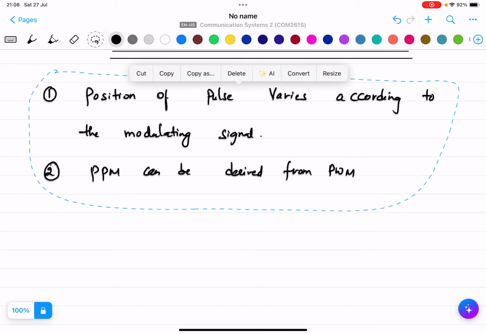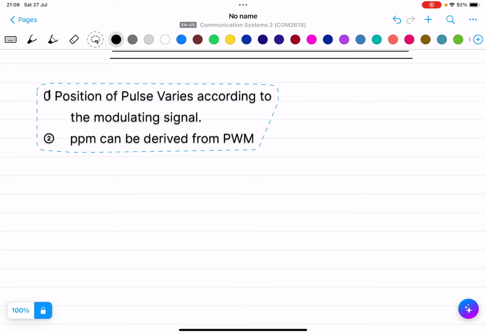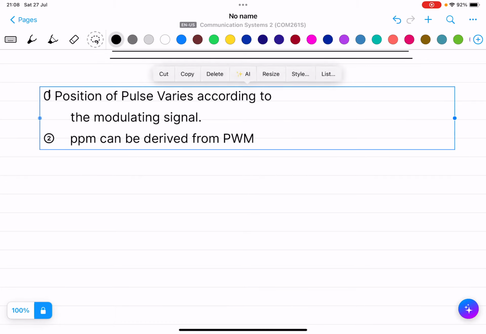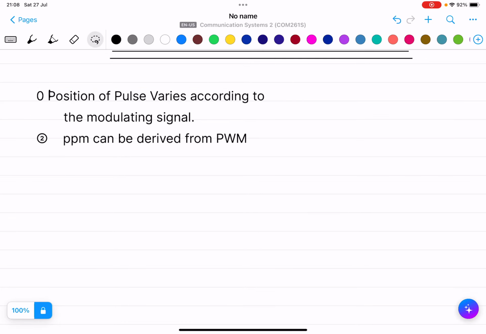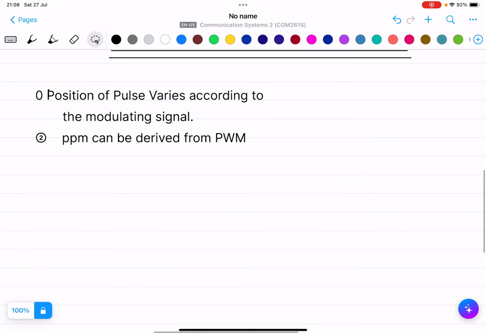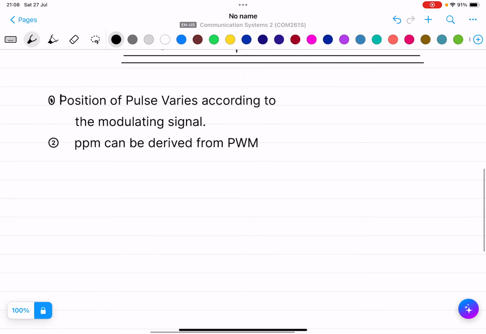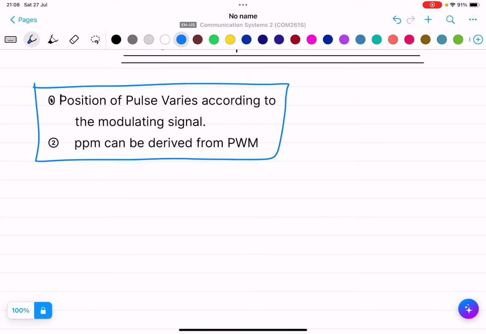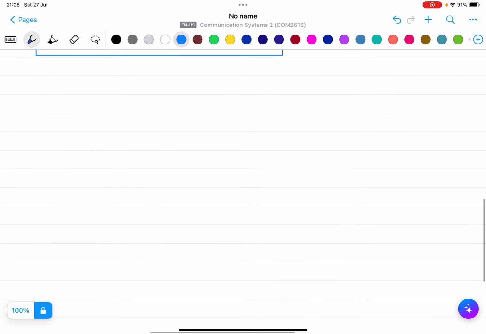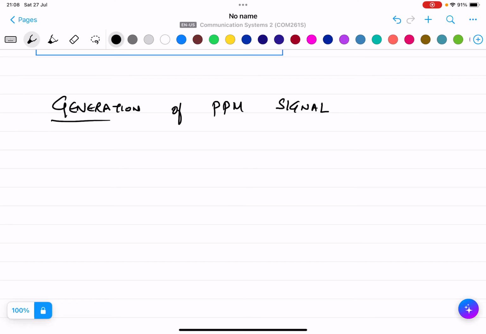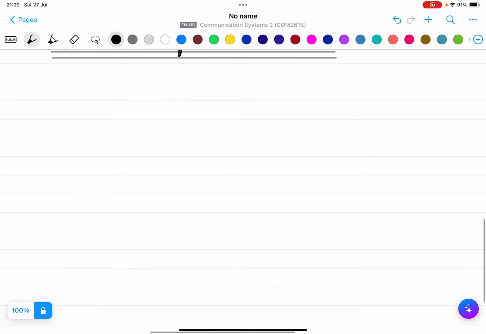So when we are talking about PPM, what does it indicate? We are talking about the position of the pulses. Now, generation of PPM, again the same, the generation and detection. I will talk about the generation of PPM first. Generation of PPM signal.